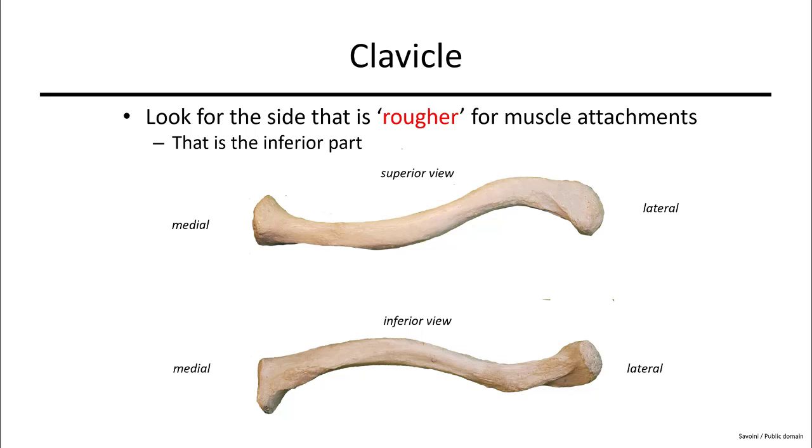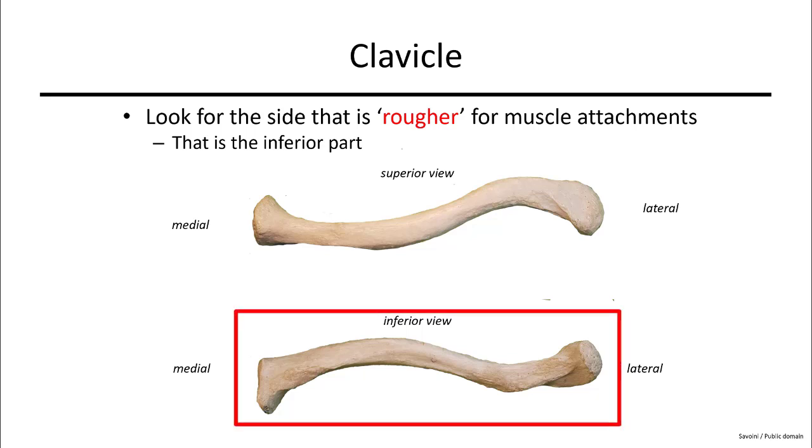When looking at the clavicle, you want to look for one side that is rougher. Notice on the upper image, we can see that it's much more smooth compared to this rough texture of the inferior view. That is because more muscles are attached to the inferior portion of the clavicle.